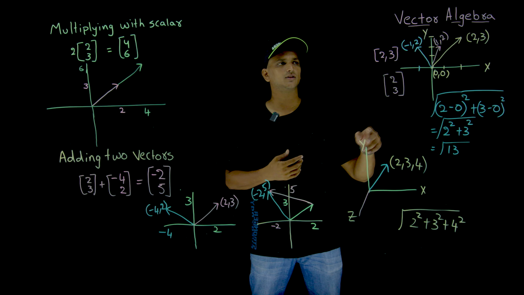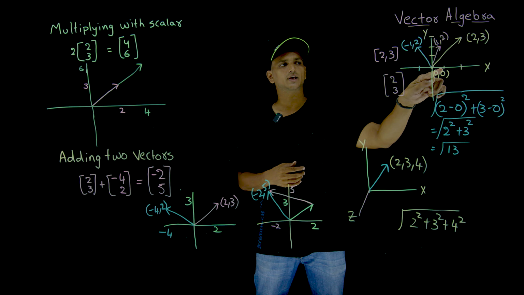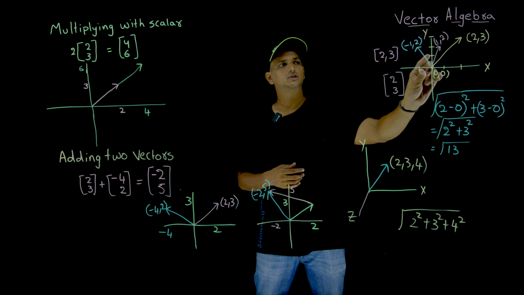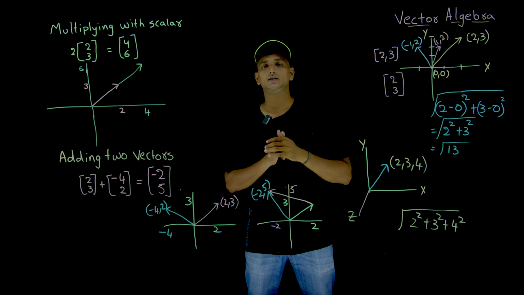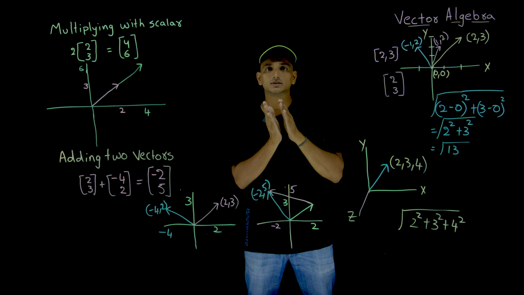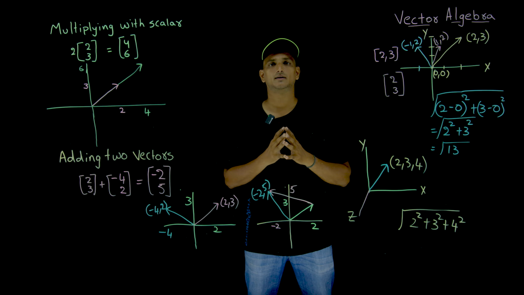Similarly, the next vector is (1, 2). It is moving 1 unit towards the x-axis and 2 units towards the y-axis. So the direction changes and the length changes. Each vector has its own direction. This is the point you need to understand.